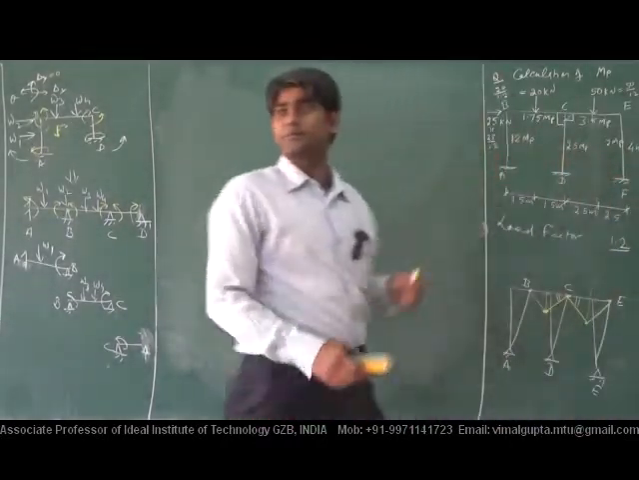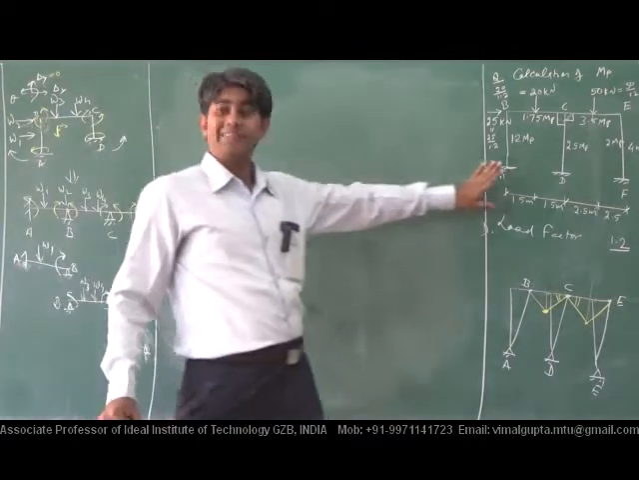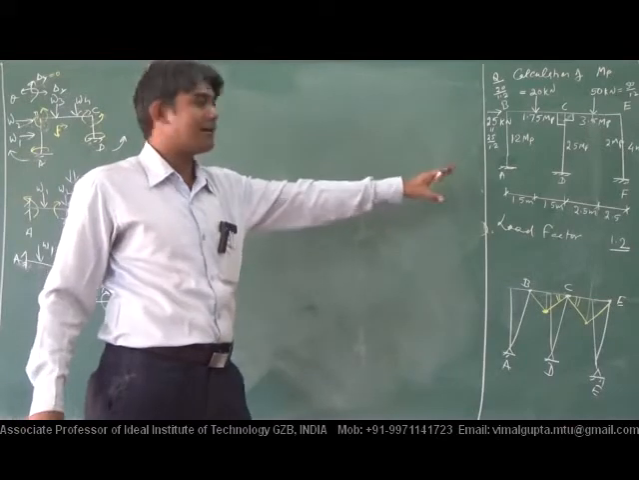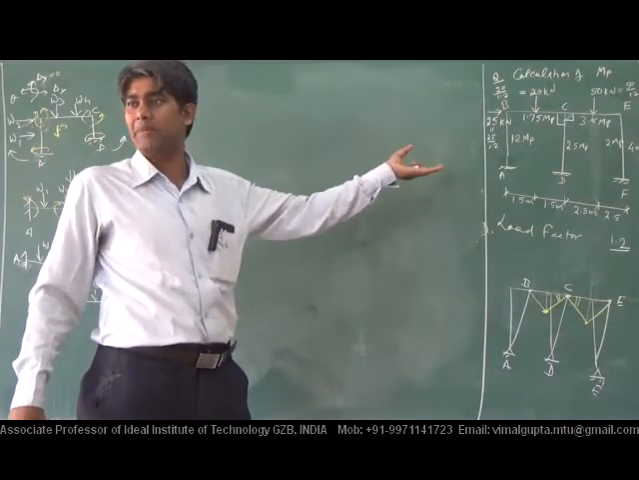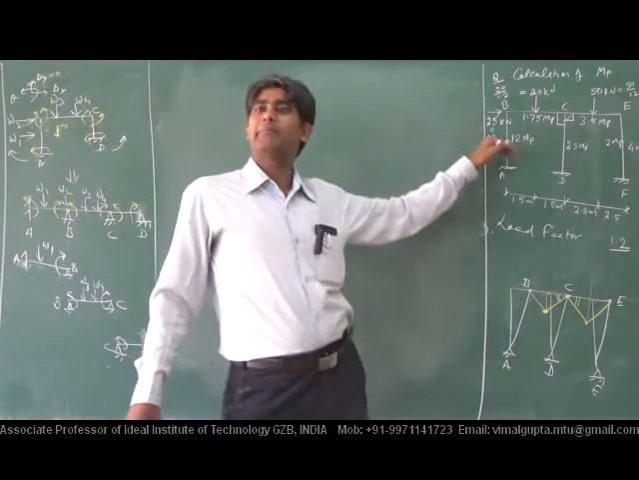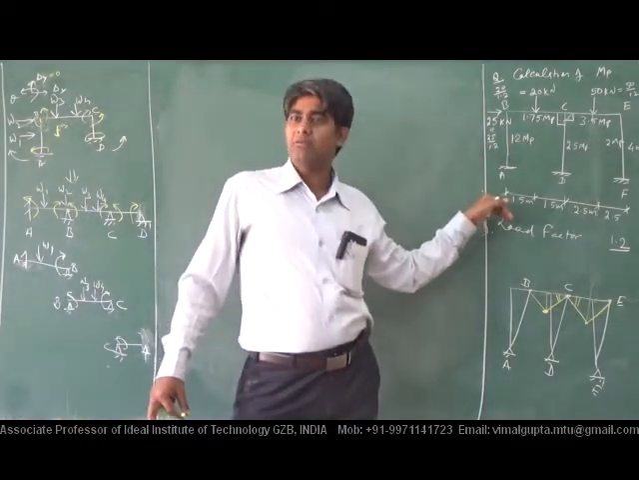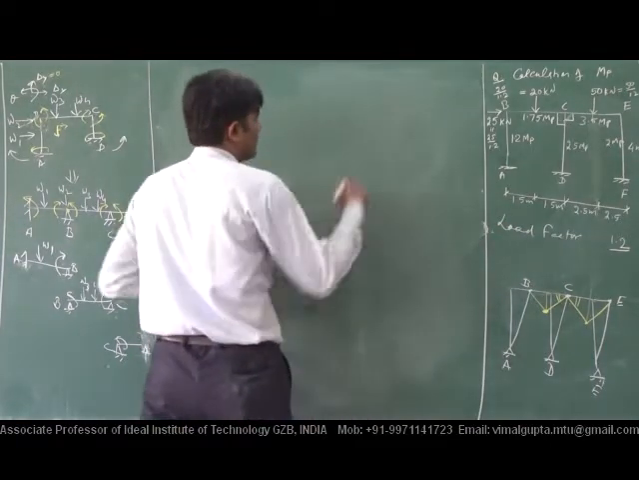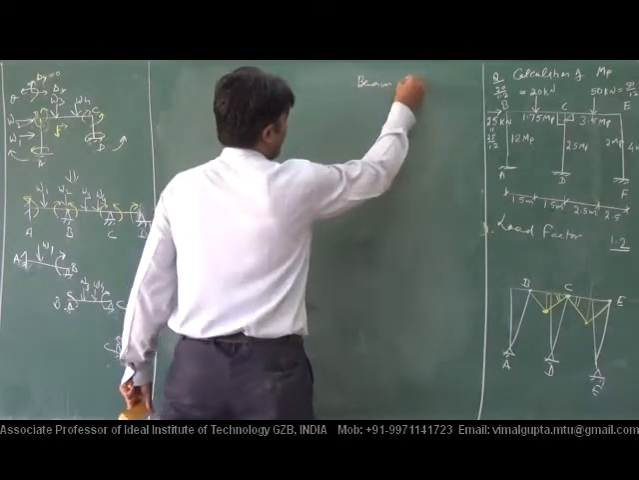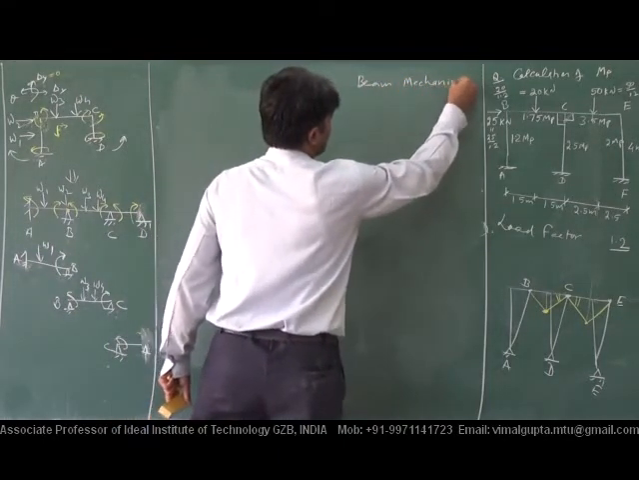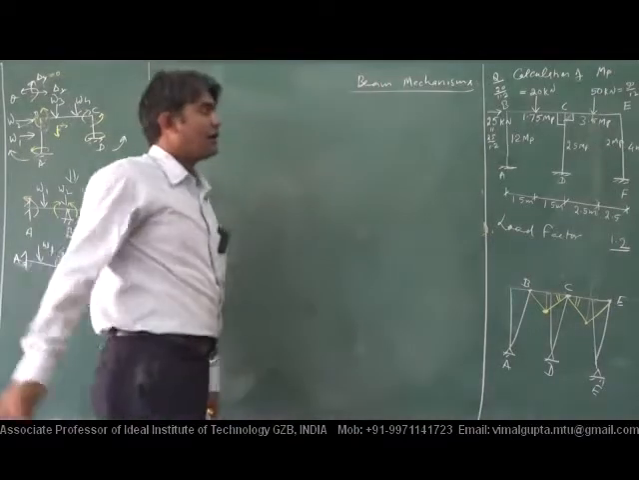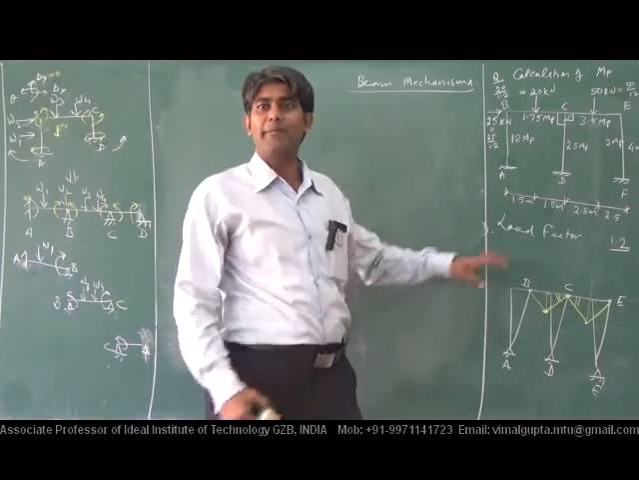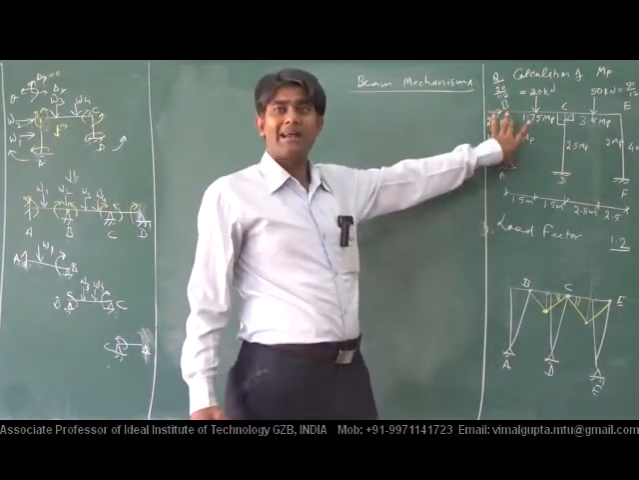Now we will solve this question. So first of all we will consider all of the mechanisms whatever we have discussed. First beam mechanism, second sway mechanism, and third combined mechanism. So first of all beam mechanism. And how many beam mechanisms will be there? For AB it will not have any mechanism.